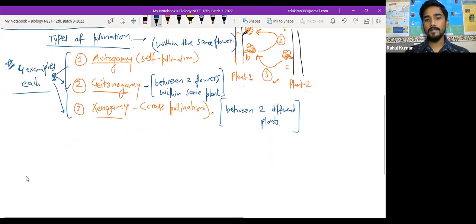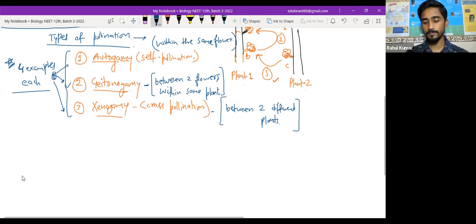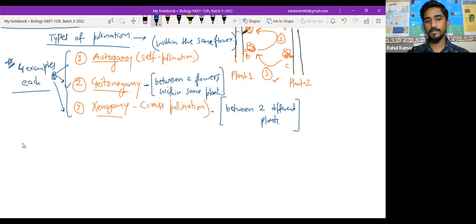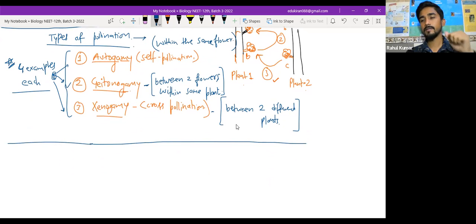So shall I move forward? Is this part clear to you? Yes, sir. This was the first stage. This is where sexual reproduction starts: pollination, pollinators, and types of pollination. These three topics are important. Please do read NCERT and also find out more examples on these.